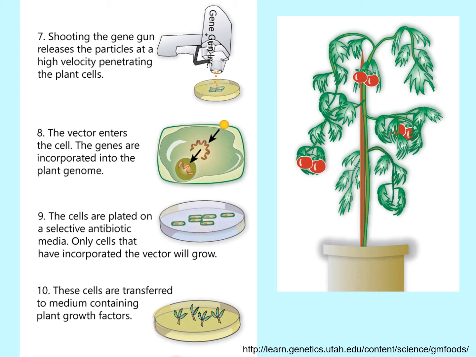This then pushes the vector into the cell, and these genes that you've cut out from somewhere else are now incorporated into the plant's DNA. The cells are plated on a selective antibiotic media, and only cells that have incorporated the vector will grow. And then these are transferred to a medium containing plant growth factors, and eventually you have the plant.